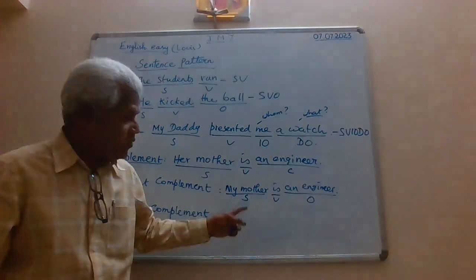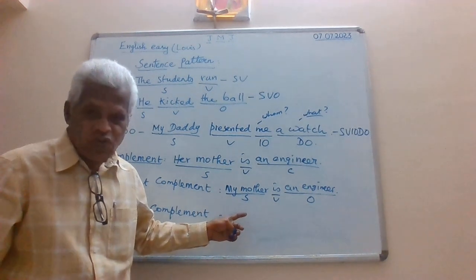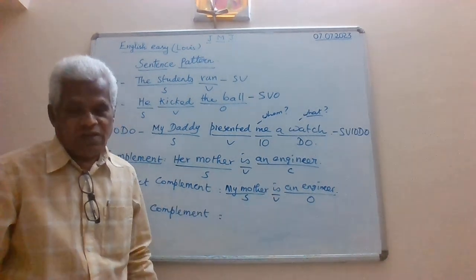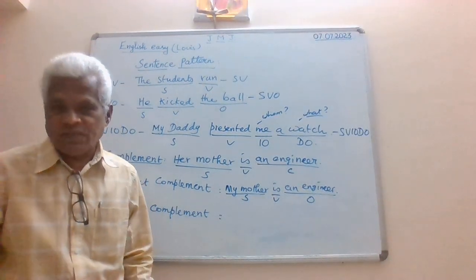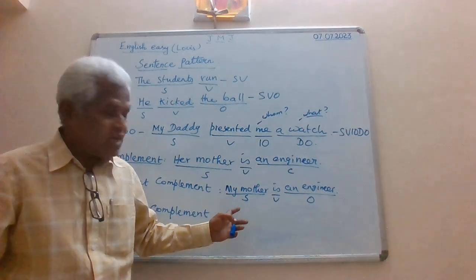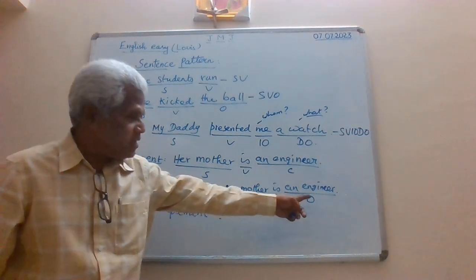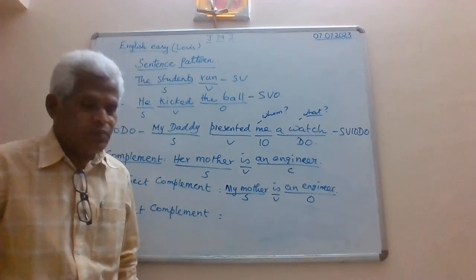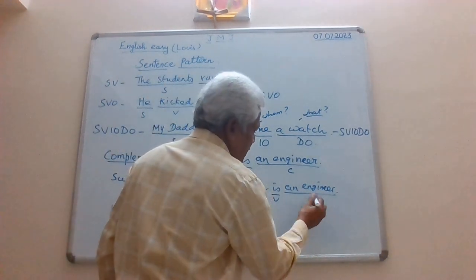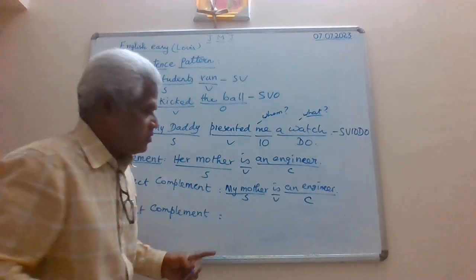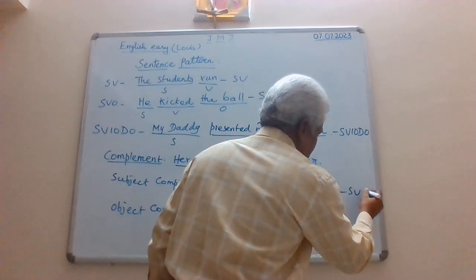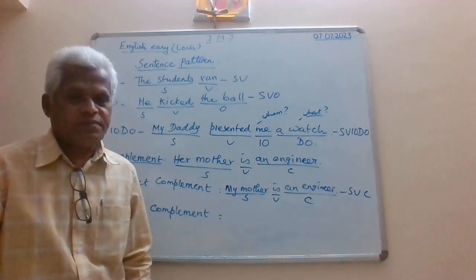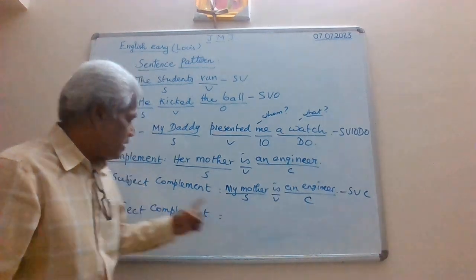Position of the subject. Now what is the position? What does she do? She is an engineer. In other words, she works as an engineer. So since it is directly involved with the subject, this is known as the subject complement. Now here, we write SVC. So therefore, the pattern is known as SVC. So this is subject complement.